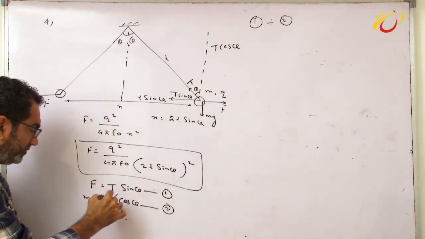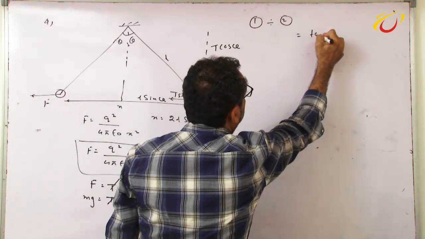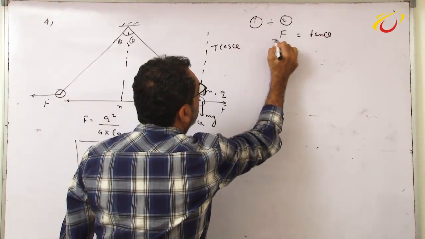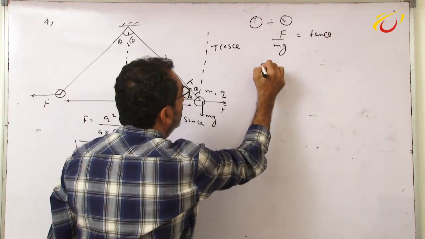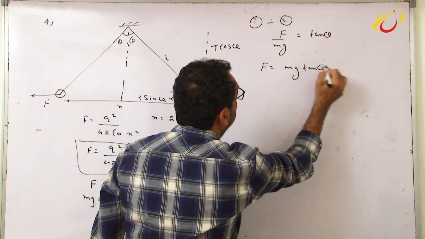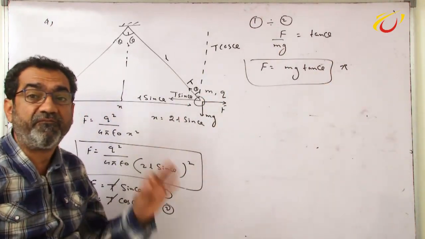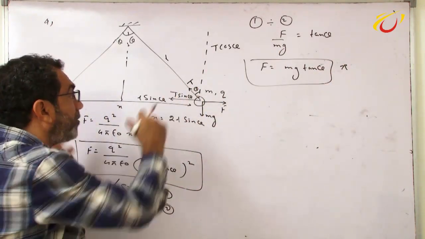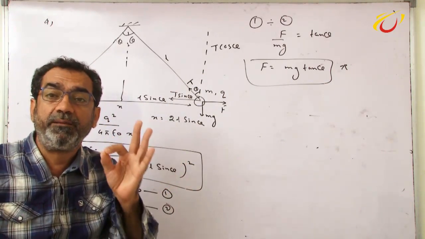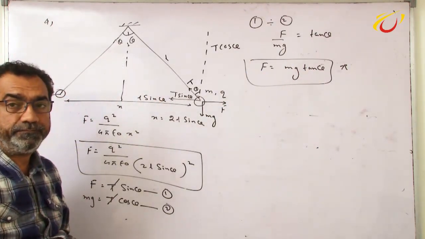T and T will cancel. Here, left out will be tan theta. In the left hand side, left out will be F over mg. So F is equal to mg tan theta. Very important expression. In this type of sum, always Coulomb force will be weight into tan theta. I repeat, weight into tan theta. It is nothing but Coulomb force.